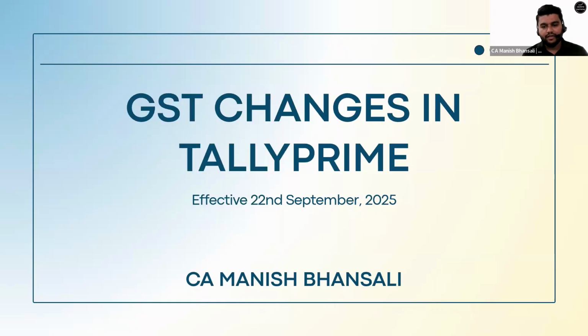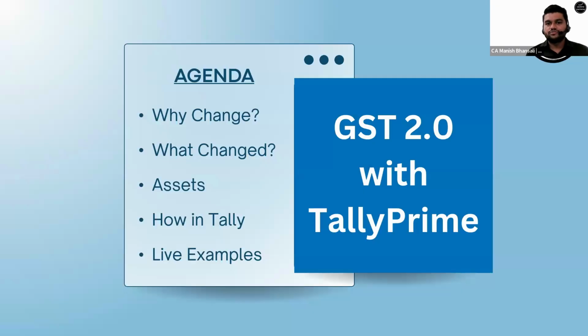I'll quickly deep dive into the presentation. First things first, the agenda for today. First, we'll see why this change has been brought in, what is the observation given by the industry and trade, and what is the government's feedback on that. Second, we'll see an overview of what has actually changed in 2.0. Third, we'll see the assets which have been given by the government, which help us in the smooth transition from 1.0 to 2.0.